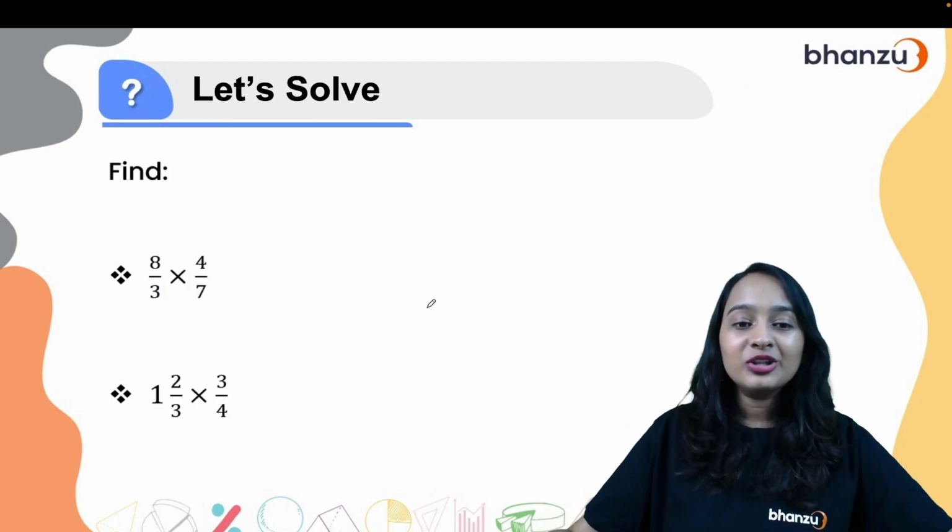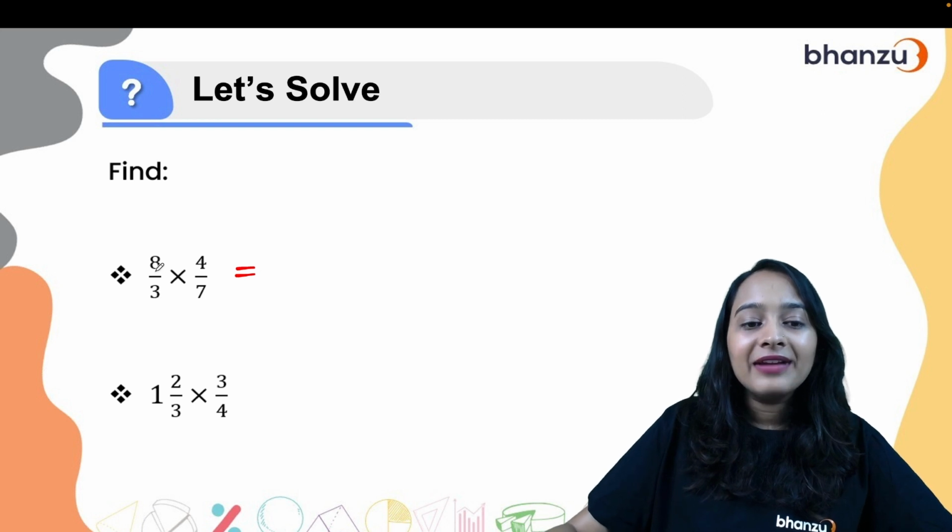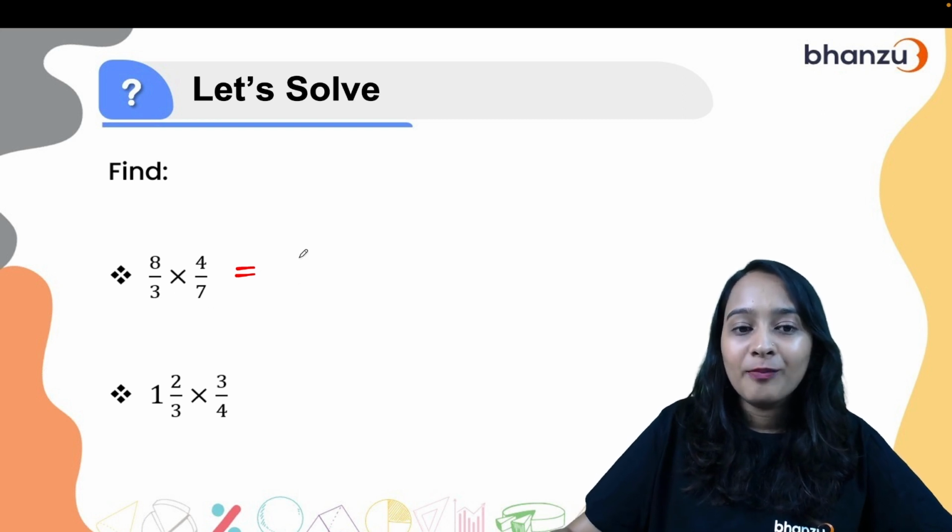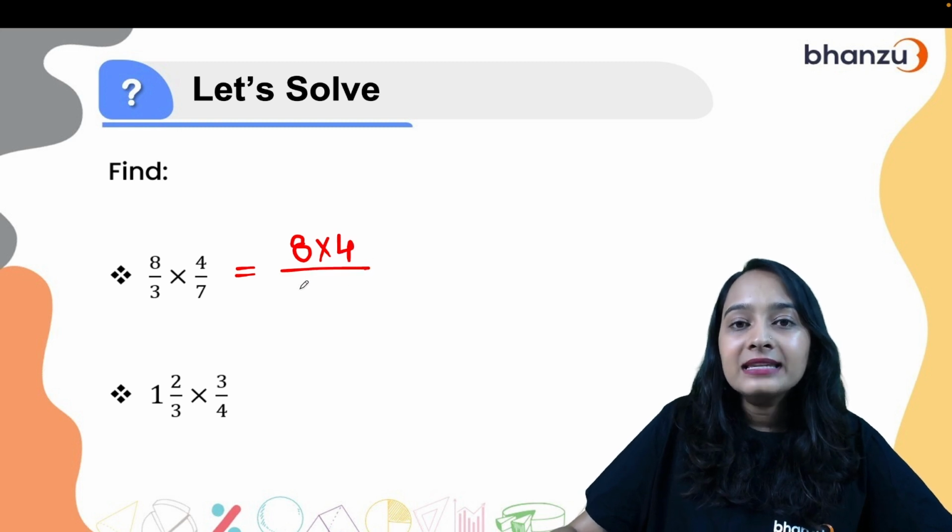Let's solve a few questions here. So what is it that we have? 8 by 3 multiplied with 4 by 7. So multiply the numerator with the numerator and denominator with the denominator.